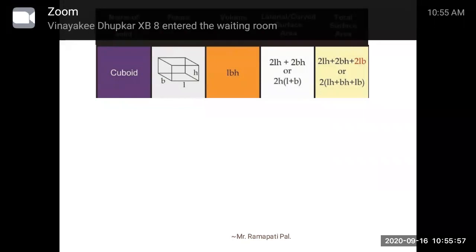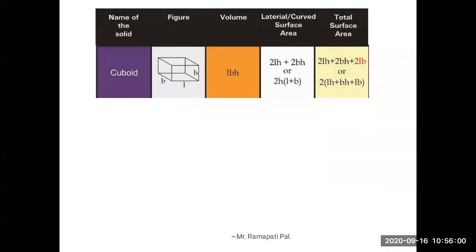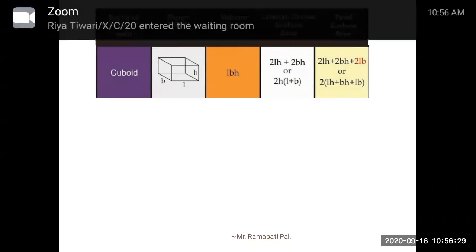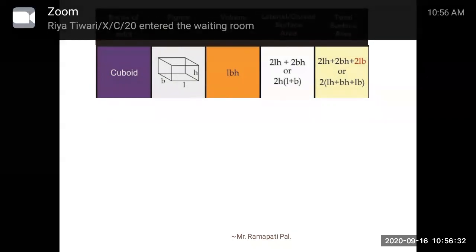Now lateral surface area or curved surface area. 2H(L plus B) is the formula of curved surface area of cuboid, or lateral surface area of cuboid. Now you can take 2L into H plus 2BH. Now you can take 2H common. So what will be present? 2H(L plus B). Is it clear?